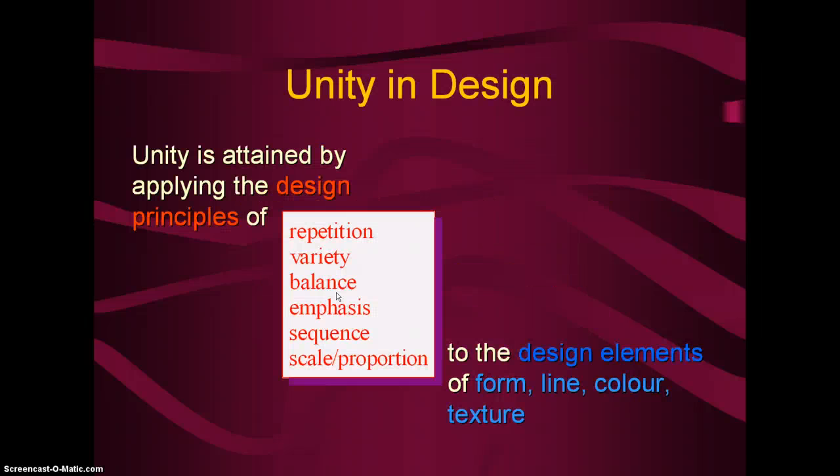Put another way, unity in design is basically what you're trying to create. You're trying to create a design that really looks good when you look at it as the big picture, I guess you could say. So unity is attained when you apply the design principles of repetition, variety, balance, emphasis, sequence, scale, and proportion to the design elements of form, line, color, and texture. If you apply those design principles to those design elements, you would hopefully get a good design that has a nice unity and hangs together well.